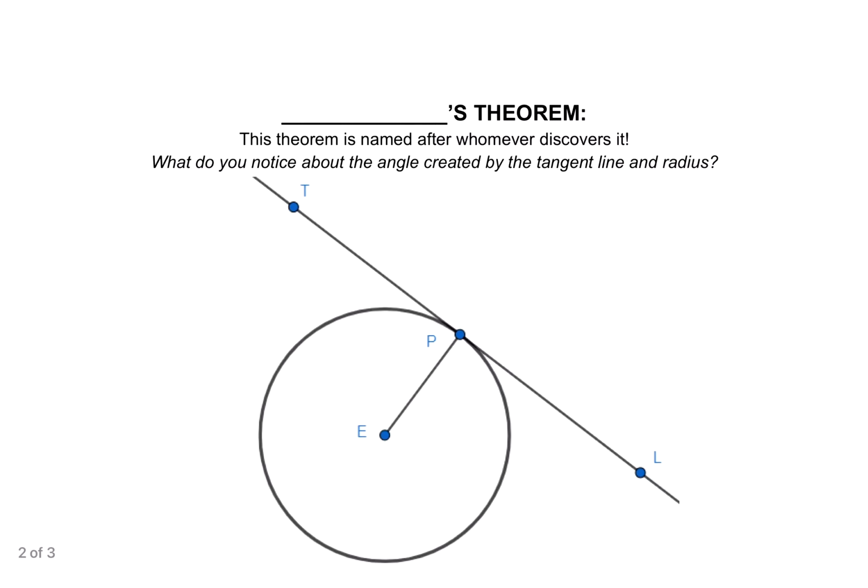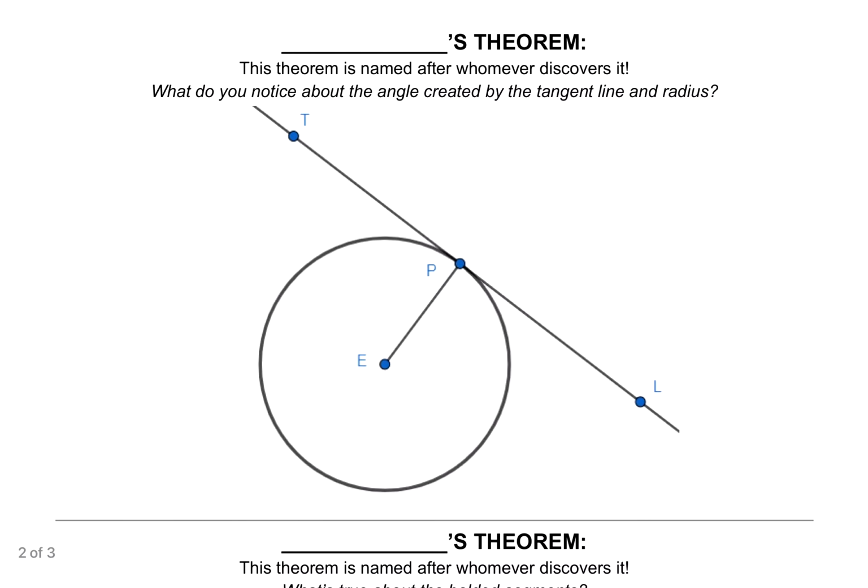So for this one, this theorem is our first theorem. You guys, of course, try it on your own. I'm going to go over it real fast. This theorem is named after whoever discovers it. What do you notice about the angle created by the tangent line and the radius? What do you notice about these angles? Well, just from looking at it, it kind of looks like 90, right? But we're not allowed to mathematically assume that, but we can kind of see it looks like 90.